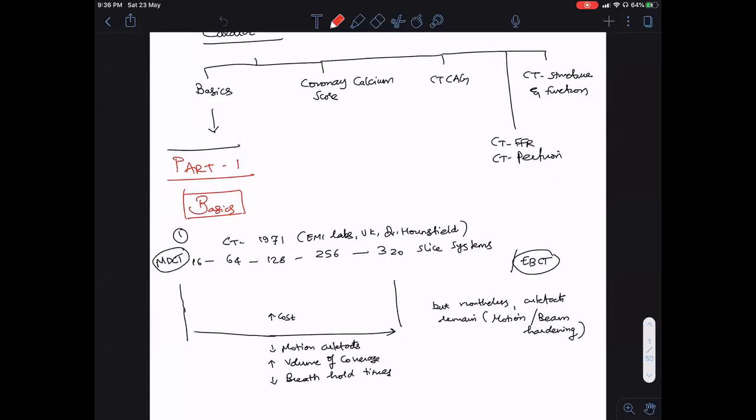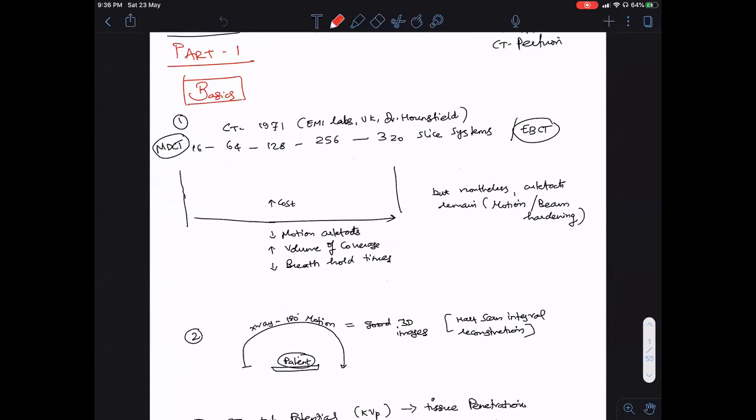So basics again, we all know this. I'll just give a refresher. CT was started in 1971, the invention of CT. It's got an interesting history behind it, but that's probably for another day. So earlier, what we had was the electron beam CT, the EBCT, which is not available anymore. EBCT is of historical interest, but this was what was used to do the calcium scoring in the early days.